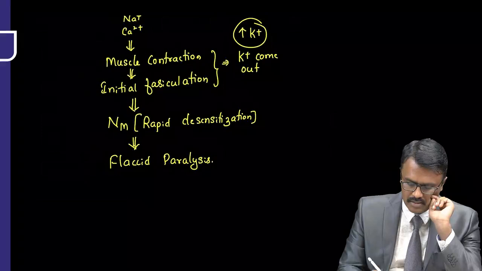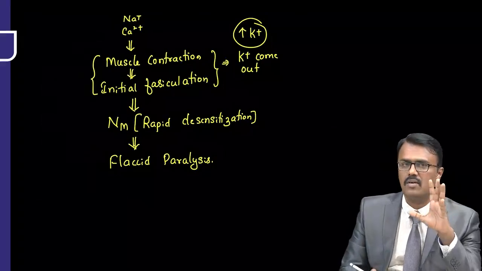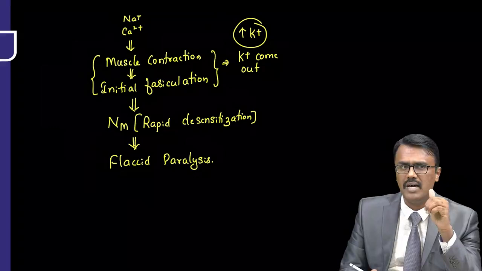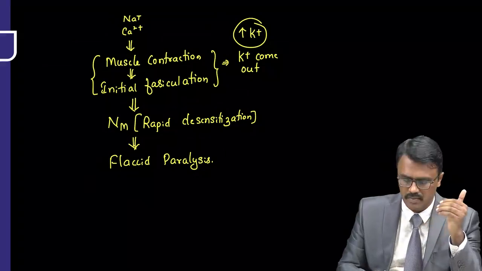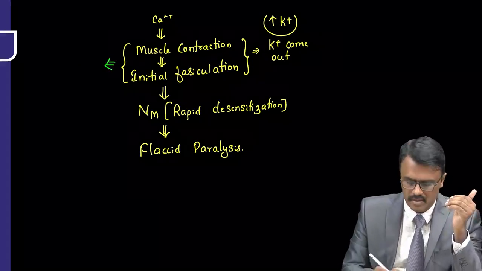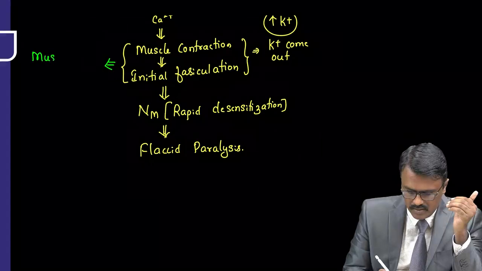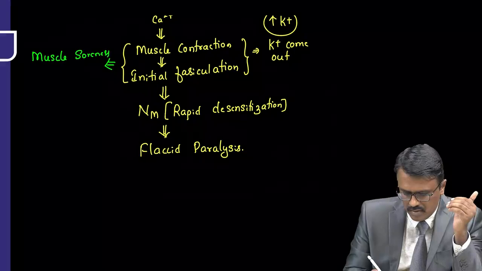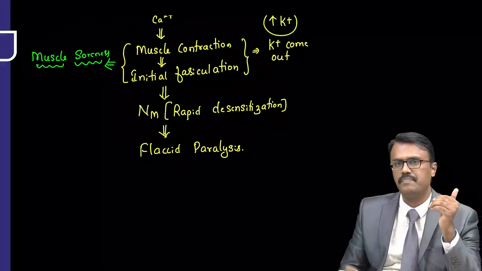One more problem is, since it is causing initial muscle contraction, when you have given succinylcholine and the patient recovers back, he will complain of another problem, and that is muscle soreness. So muscle pain or muscle soreness is a problem. So he will complain of the muscle soreness. Okay.